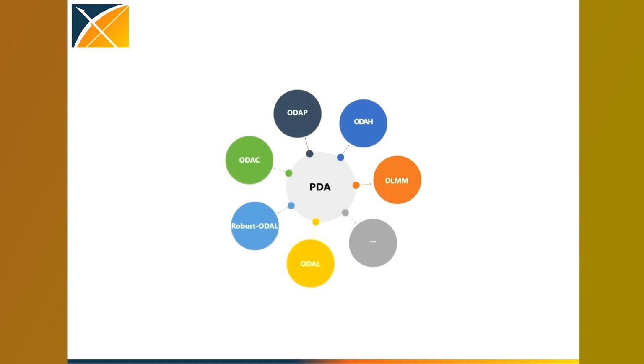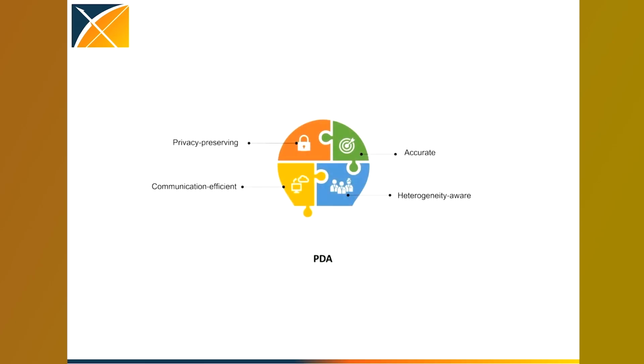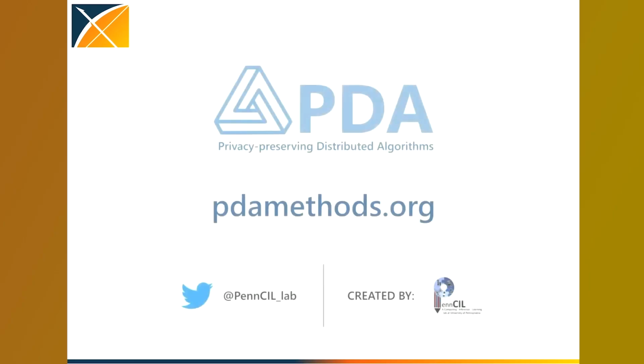While we develop our algorithms, we keep 4 principles in mind: privacy preservation, accuracy, efficiency, and heterogeneity awareness. We hope you enjoy exploring our website and learning more about PDA as a next-generation data sharing strategy.